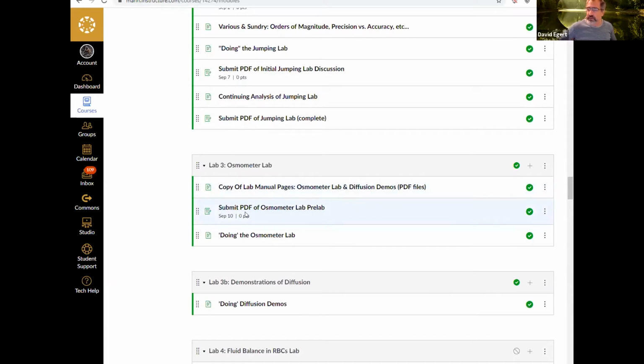All right, so everybody submitted their PDF of the Osmometer Lab. And again, if we want to share our objectives, what is the objective for our lab today? Anybody? Well, I have, what is the relationship between the rate of osmosis and the concentration gradient? So that's exactly it. Those are our two main variables.